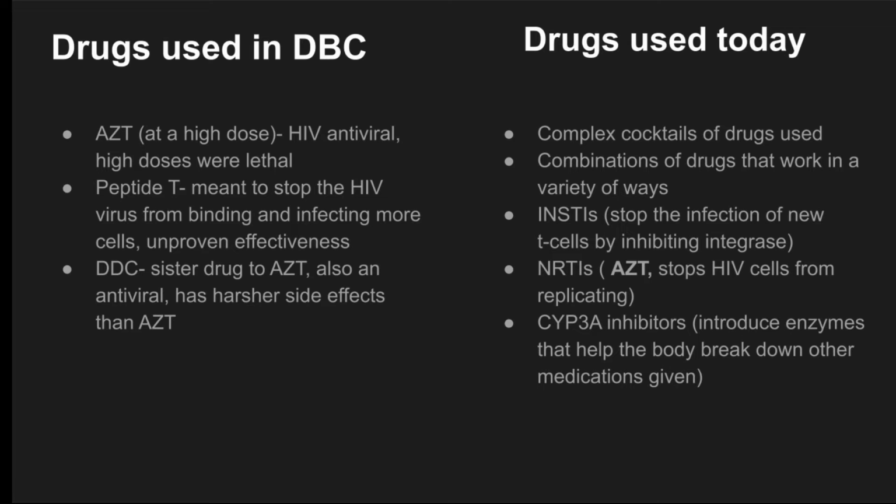Ron treated himself with peptide T, a medication that we know today to have little effectiveness, but Ron believed that it worked. Ron also used a drug called DDC that was a sister drug to AZT, which ironically was later found to have even harsher side effects than Ron's nemesis AZT. Today we take a different approach to treating HIV, prescribing patients complex cocktails of several different drugs meant to stop the virus from replicating and to stop the virus from infecting new cells. The drug AZT, which was found to be lethal at high doses, ended up being useful at much lower doses.